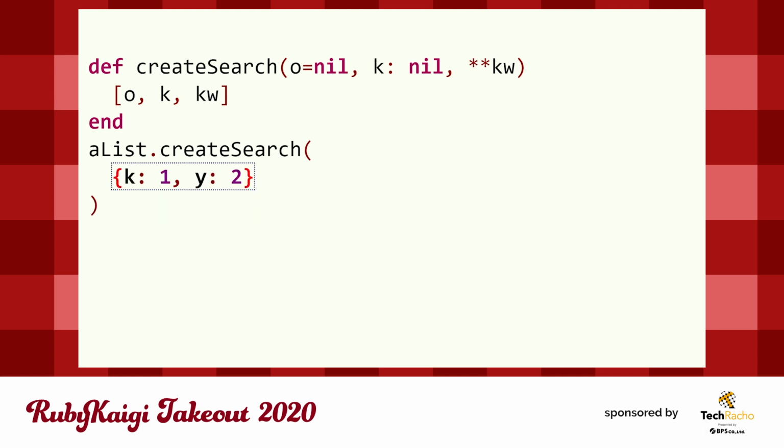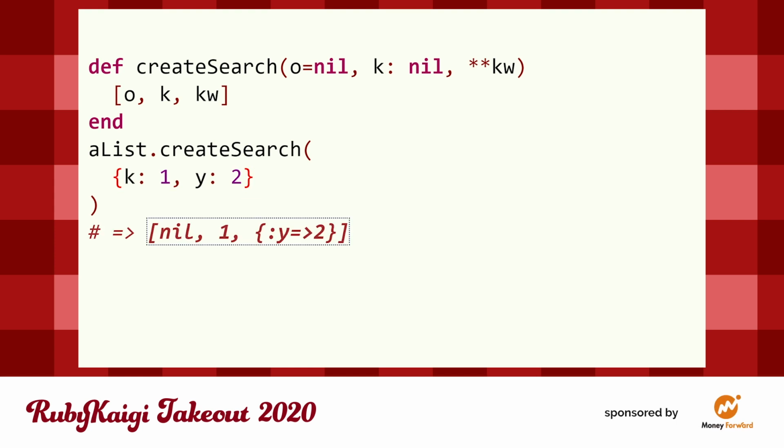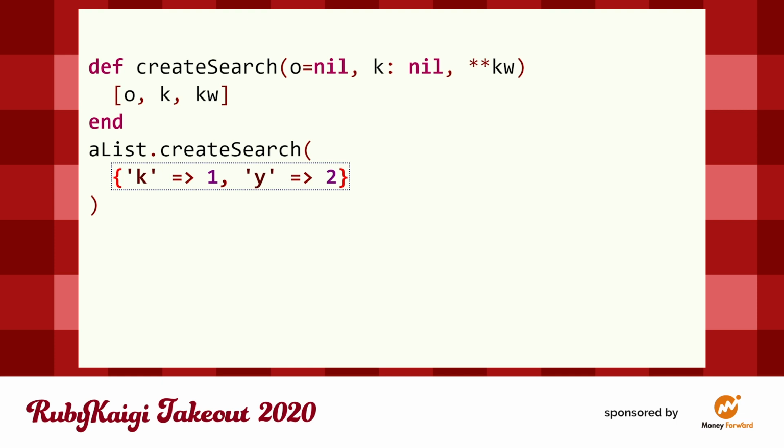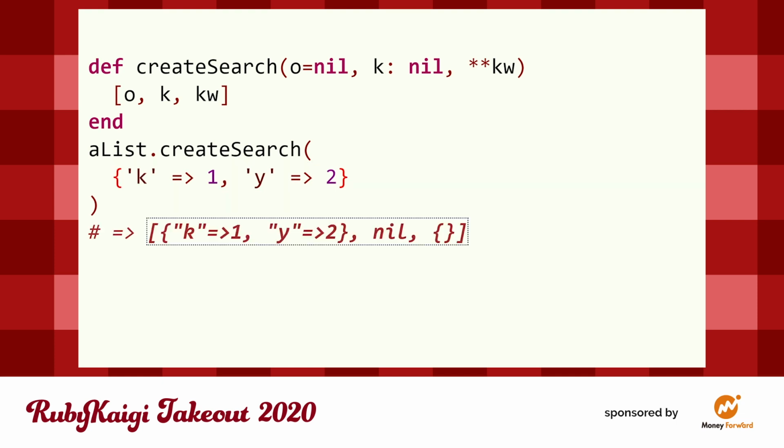If we pass a hash that has k and y symbol keys, the hash is treated as keywords, with k being set to the explicit keyword argument and the remaining entries being assigned to the keyword splat. If we pass a hash that has k and y string keys, the hash is treated as a positional argument. That is because it contains no symbol keys, and Ruby then determines it should not be treated as keywords, since between Ruby 2.0 and 2.6, keyword argument keys could only be symbols.